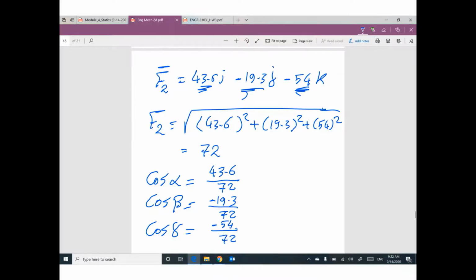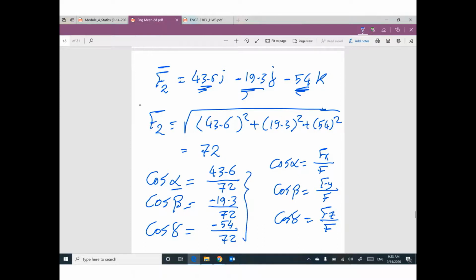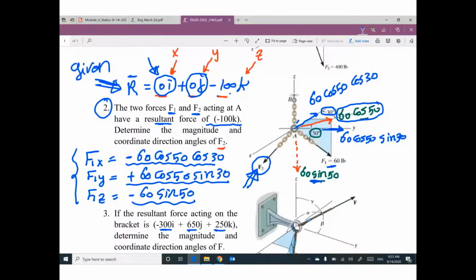Do you remember, guys? Cosine alpha equals Fx divided by F. Cosine beta equals Fy divided by F. Cosine gamma equals Fz divided by F. So I can figure out the angles alpha, beta, gamma for force F2. Just to remind you, in this problem we are looking for the magnitude and coordinate direction angles alpha, beta, gamma for F2.